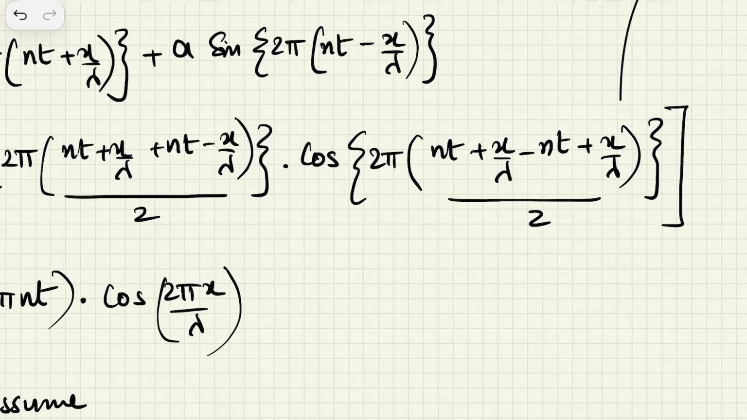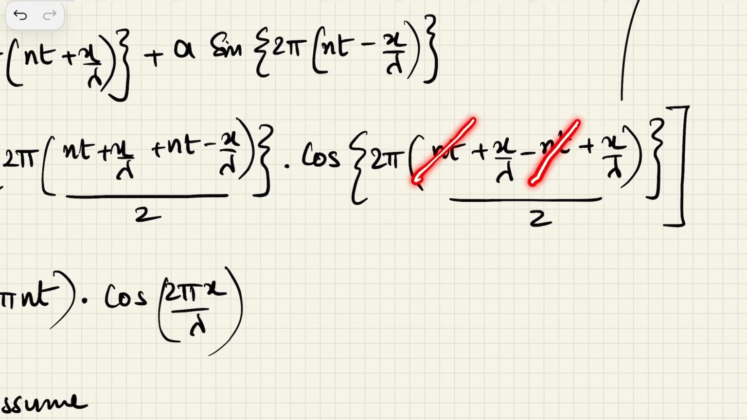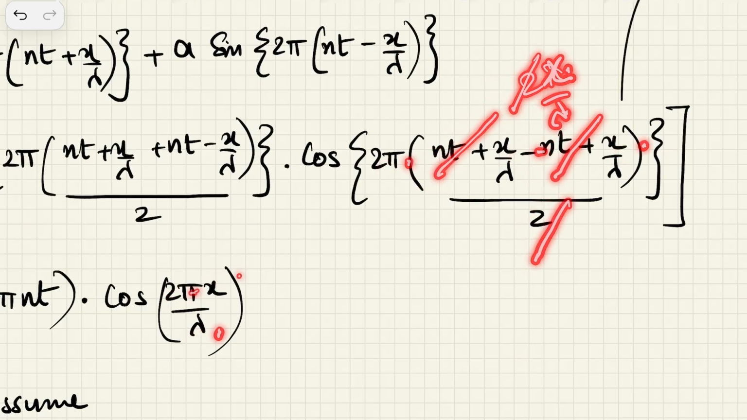Now here also, plus nt and minus nt will get cancelled out, and I get x by lambda plus x by lambda, that is 2x by lambda. Now this 2 and this 2 will get cancelled out, and I'll remain with x by lambda and 2 pi only, so 2 pi x by lambda.